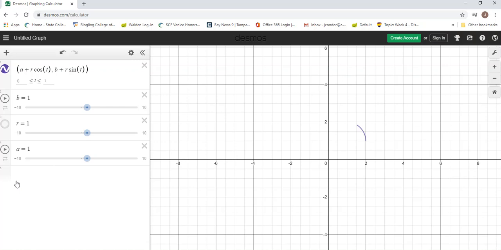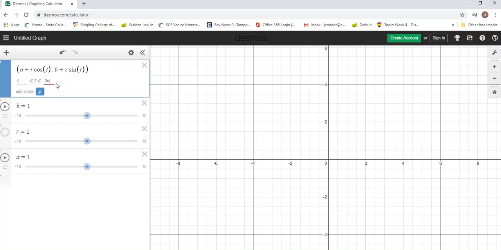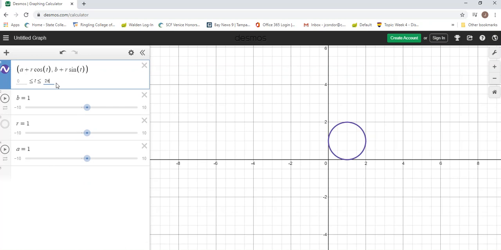That is it. Now, I'm going to change this from 0 to 2 pi. And I want r to be, and we can leave it at 1. I want this to be 0. And I want this to be 0. Okay.